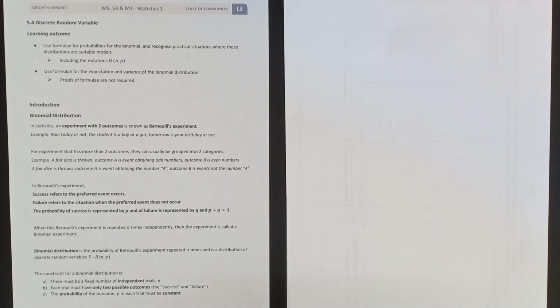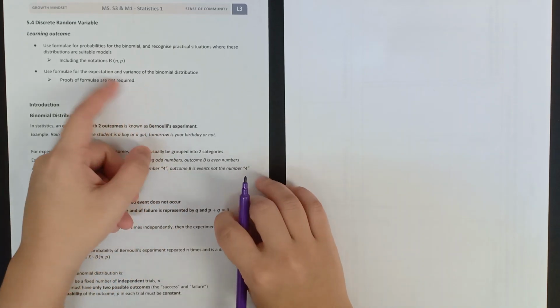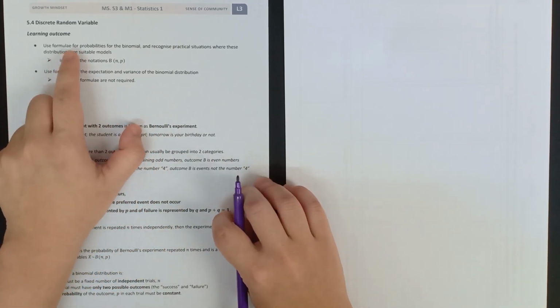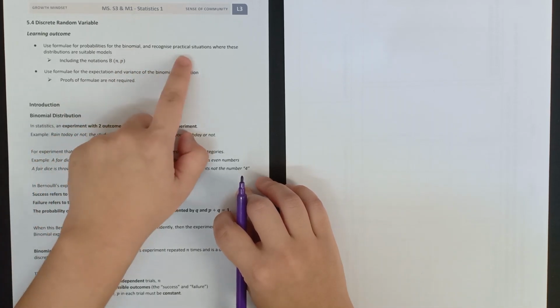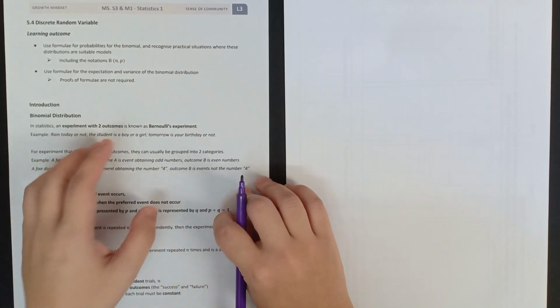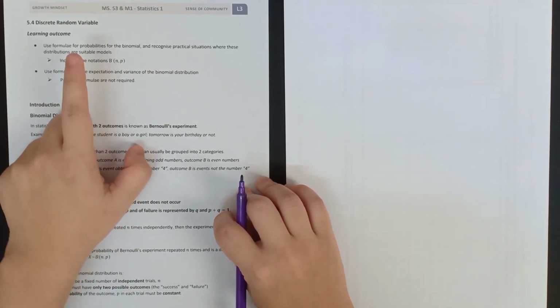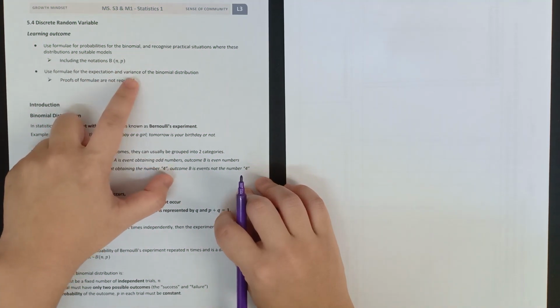So for the next four lessons, we will cover two distributions in discrete random variable. The learning outcome for today is how to use the formula for probability for the binomial distribution, and to recognize the situation where you can use the model or the distribution. The binomial distribution also has expectation and variance, which we'll cover in the next lesson.